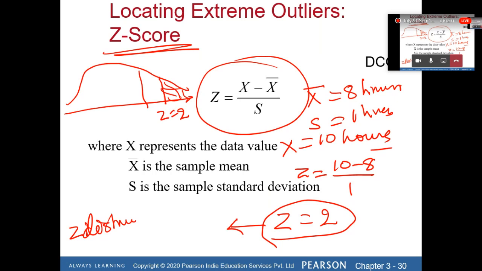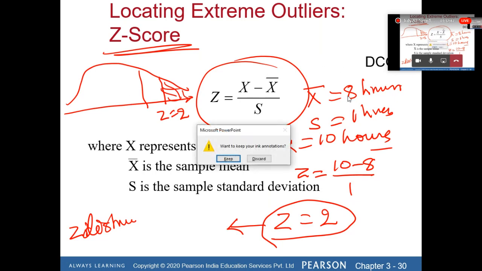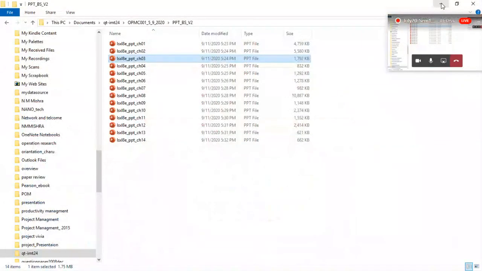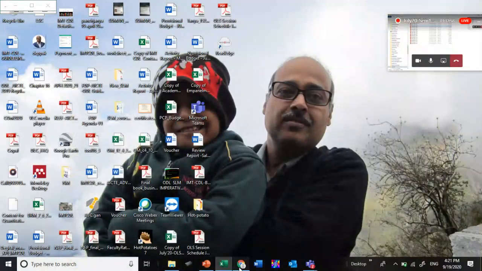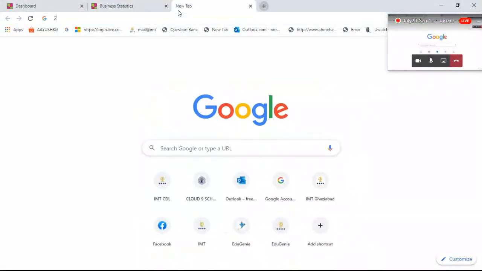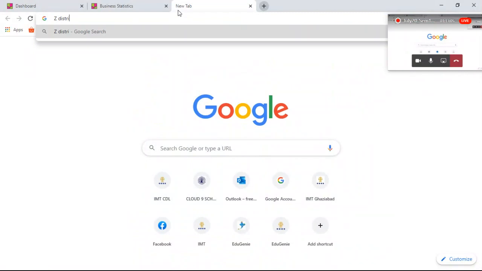But anyway, I'm just trying to show you from where you will get the Z distribution table. All of you open Google. Right here, Z distribution table.